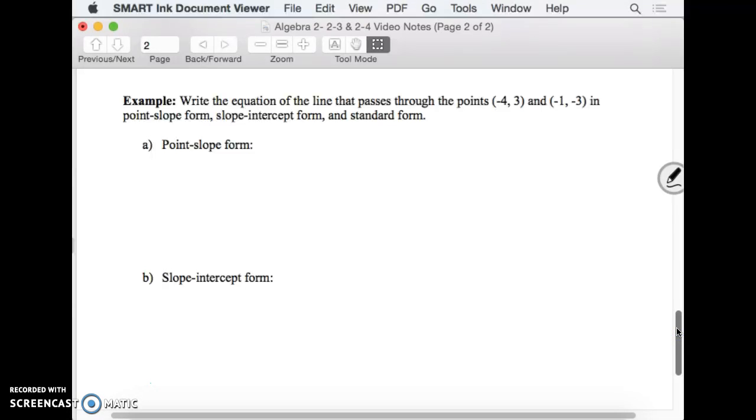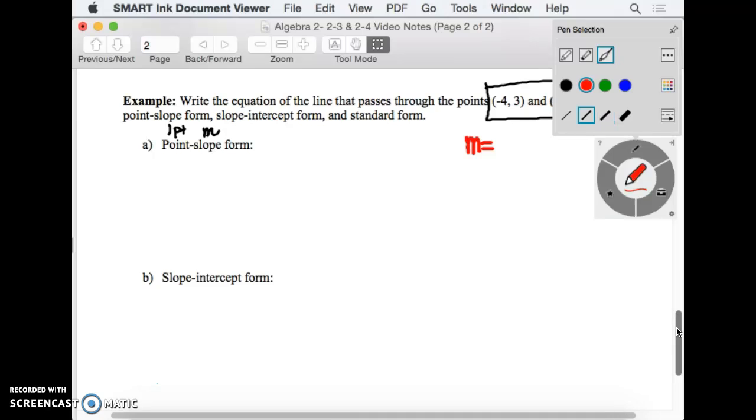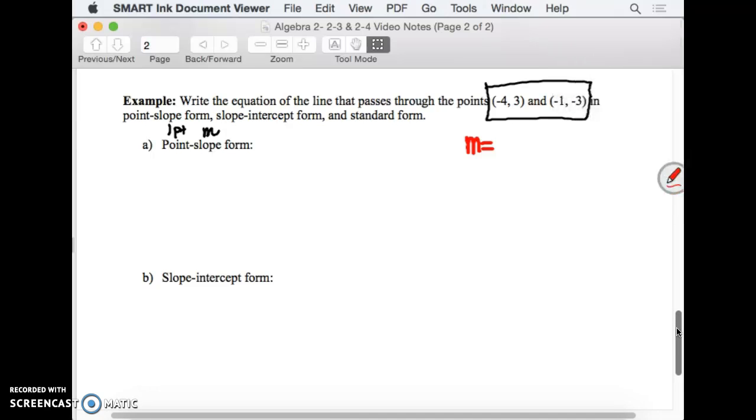For this example, in order to write an equation of a line, you guys need at least 2 points. For point slope form, hence the name, we need 1 point and the slope of the line. I'm given 2 points, but I should be able to find the slope pretty easily. To find the slope, I'm going to do -3 minus 3 over -1 minus -4. That becomes -6 over -1 plus 4, which is 3, so the slope is -2.